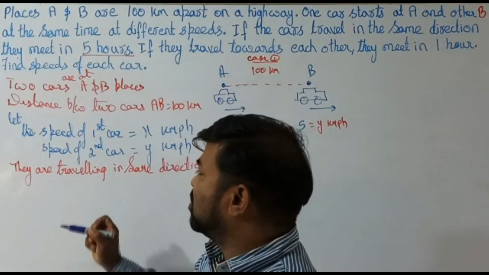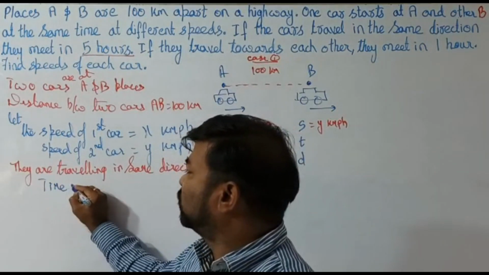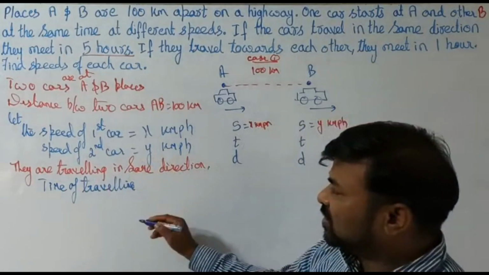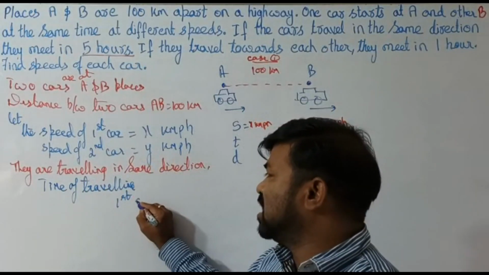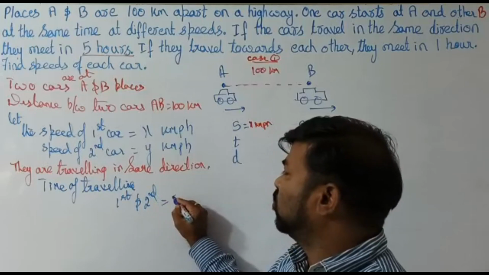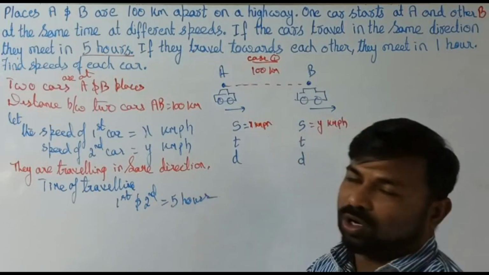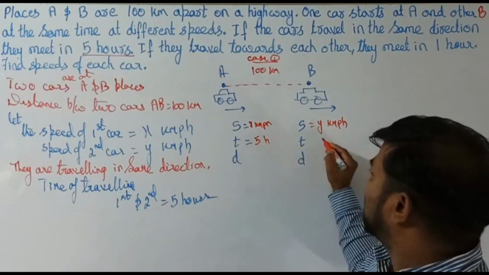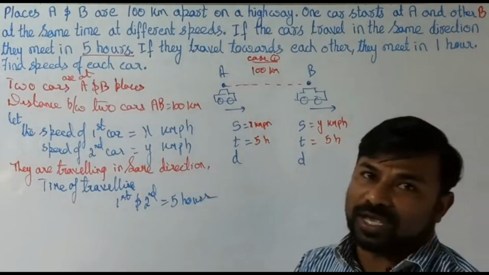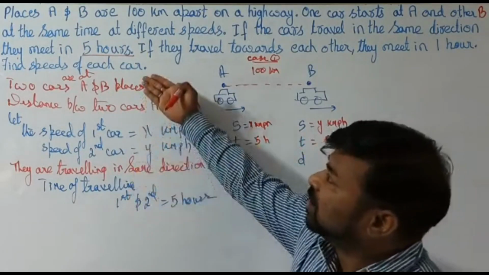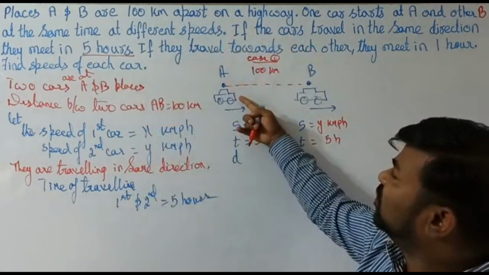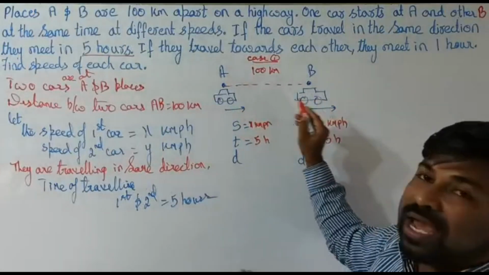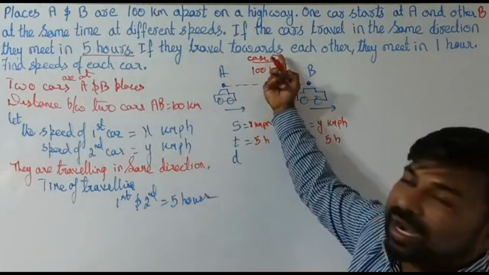Time of traveling for the first and second cars both is equal to 5 hours. The first car is traveling for 5 hours and the second car is also traveling for 5 hours. We are cool, right? So I repeat, we are talking about two places, A and B, the first car and the second car, and the direction. They are moving in the same direction. This is case 1.